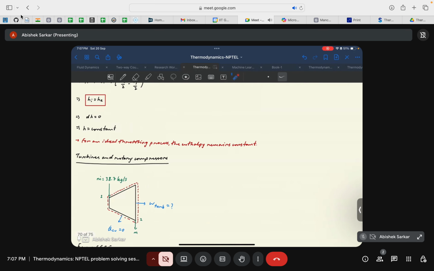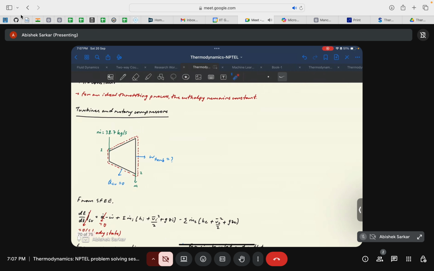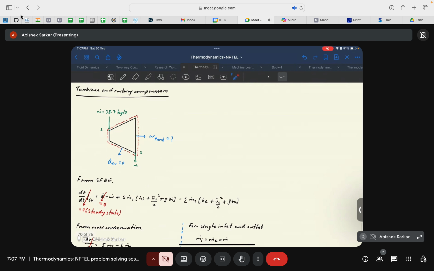Okay, so let us now look into turbines and rotary compressors. So if you consider an adiabatic system, again let us start with the complete energy equation. These turbines and compressors are work producing and work consuming devices. Turbines are work producing devices, compressors are work consuming devices. So the work term is of high relevance in this kind of thermodynamic systems.